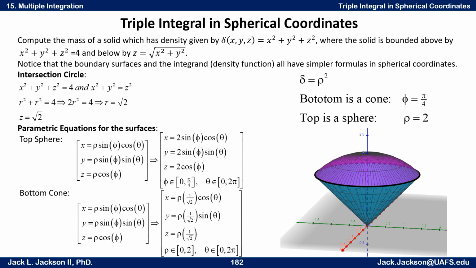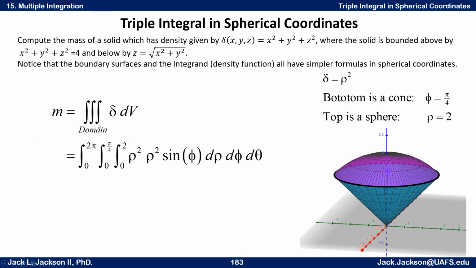So let's set up the integral now. The mass is just the integral of the density function delta dv integrating over the domain. Okay, and I chose to do rho, then phi, then theta. So our delta function is just rho squared, so we put that there. dv, remember, we spent some time developing this, is rho squared sine phi d rho d theta d phi in some order. So this whole last part from rho squared to the end is just dv. That rho squared is our delta.